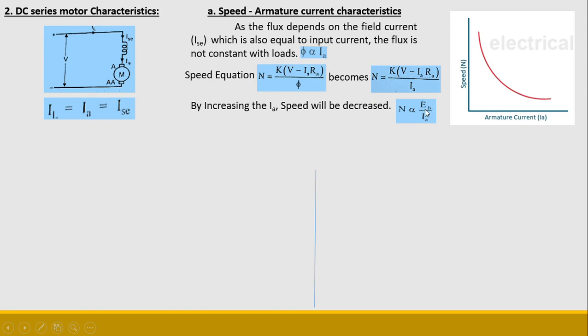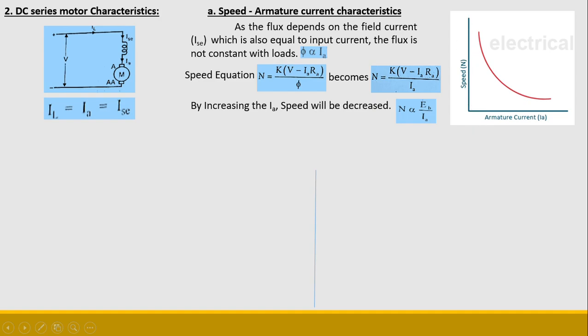That is, N is proportional to Eb divided by phi. Here, the equal sign is removed and proportional is introduced. The proportionality constant has been taken. Instead of that, we have written N is proportional to Eb divided by phi, where Eb is equal to V minus IaRa. Here, speed is directly proportional to back EMF and inversely proportional to armature current.